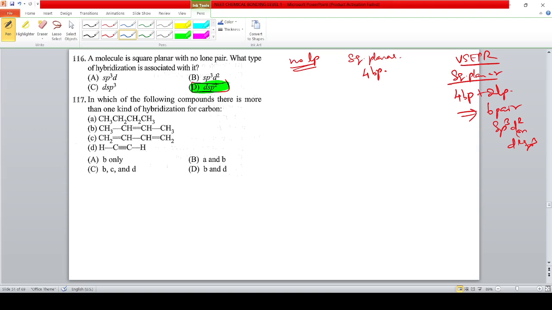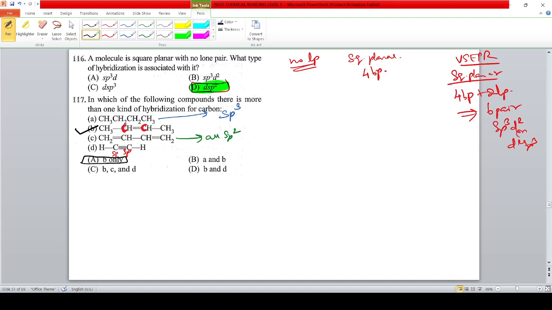Question number 117. In which of the following compounds is there only one kind of hybridization for carbon? So here in first, everybody is single bonded carbon, all are sp3 carbons. In second, these two carbons are having double bond, sp2, whereas the remaining two carbons are sp3. In third, everybody is having double bond, all are sp2 carbons. And in D also, there are only two carbons and it is also sp. So more than one kind they are asking, then it is B only. So the answer is B only.